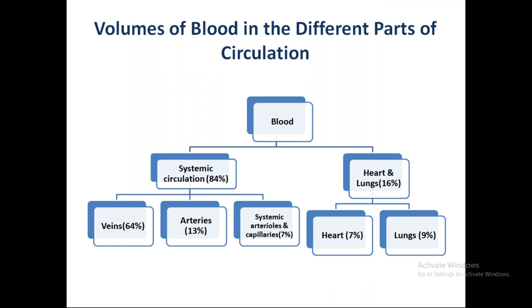Now, the volumes of blood present in the different parts of the circulation. About 84% of the entire blood volume is in the systemic circulation and 16% in the heart and lung. Of the 84% in the systemic circulation, approximately 64% is in the veins, 13% in the arteries, and 7% in the systemic arterioles and capillaries. And the heart and lungs contain 9% blood in the pulmonary circulation and 7% in the heart.